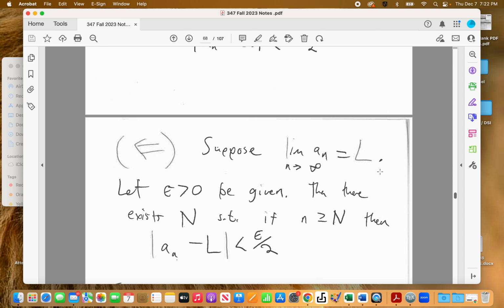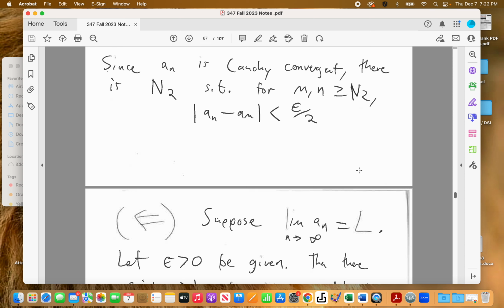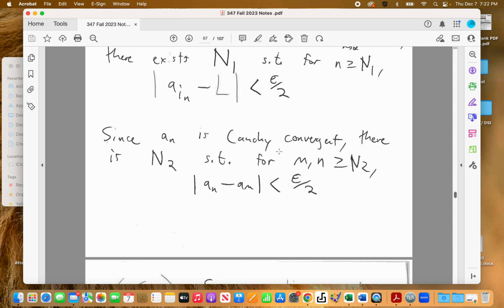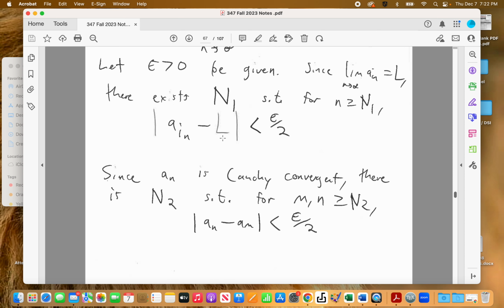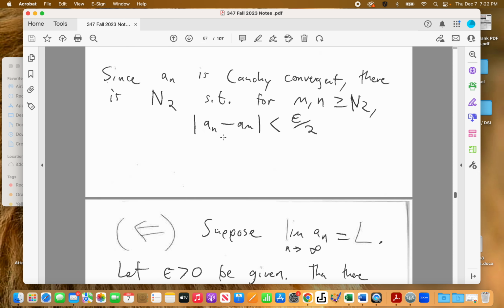That's a medium for me. Prove that a Cauchy sequence is convergent. That's a hard one for me. That would be a hard proof.